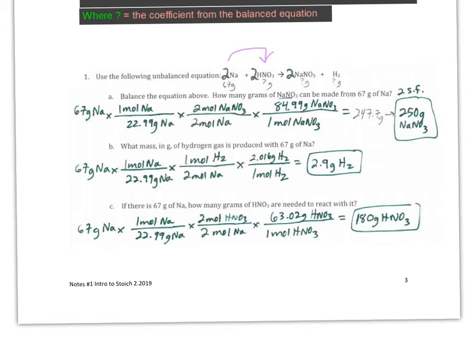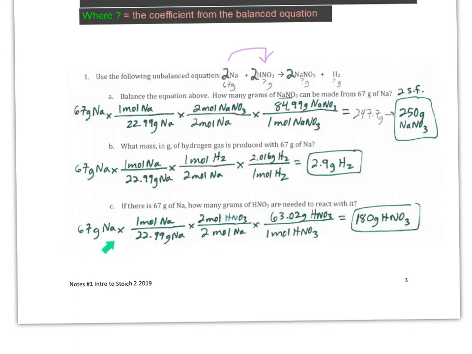So for letter C, we start with 67 grams of sodium. We change from grams to moles. Those grams are from the periodic table for sodium. Then we do the mole ratio, and there's 2 moles of Na. See, there's 2 moles of Na. That's where I got that from. And then 2 moles of HNO3. That's just that number in front, the coefficient. And then we change those moles of HNO3 into grams of HNO3. So we add 1 H, 1 N, and 3 O's, so 63.02.